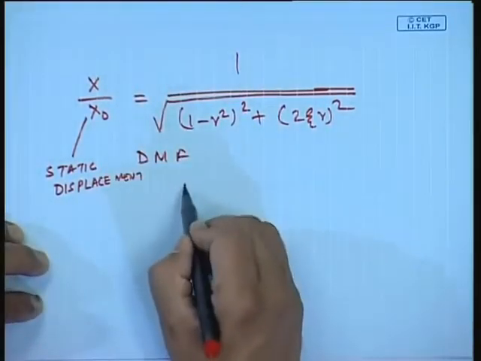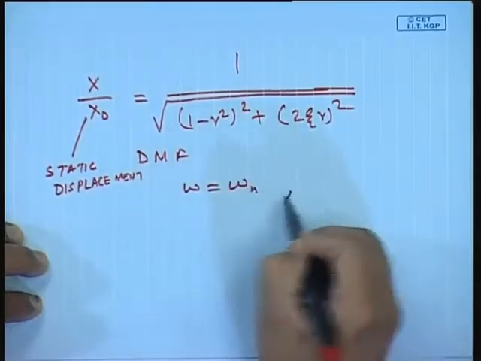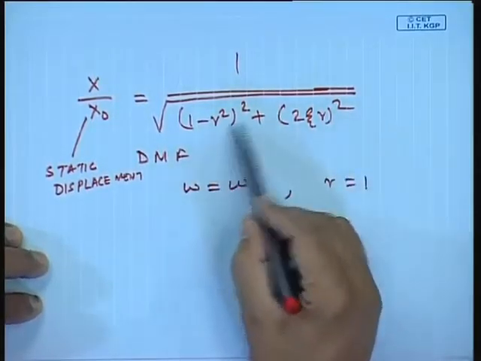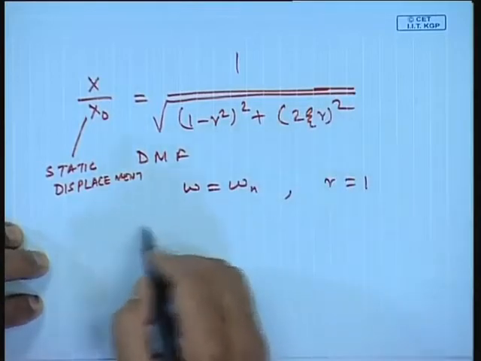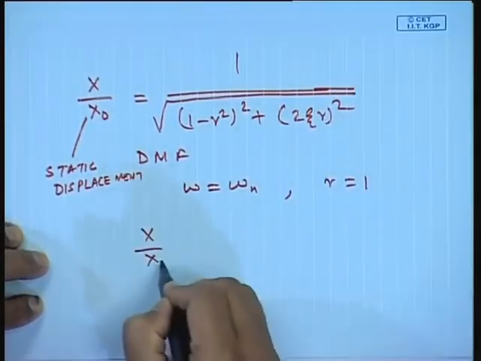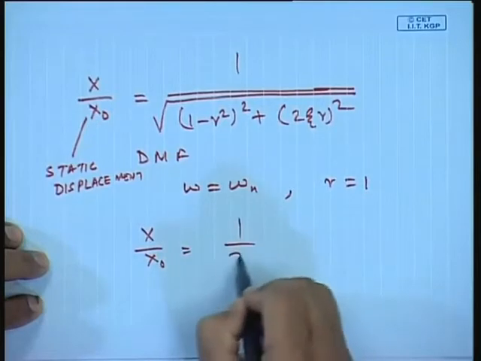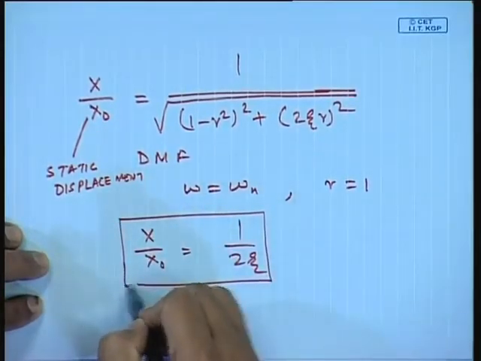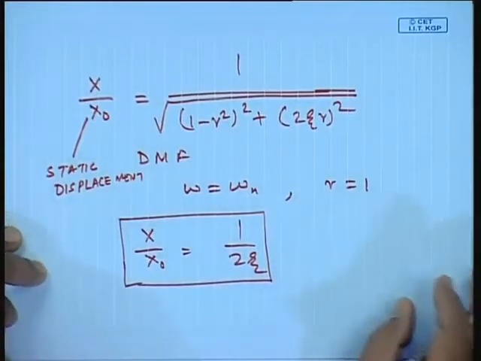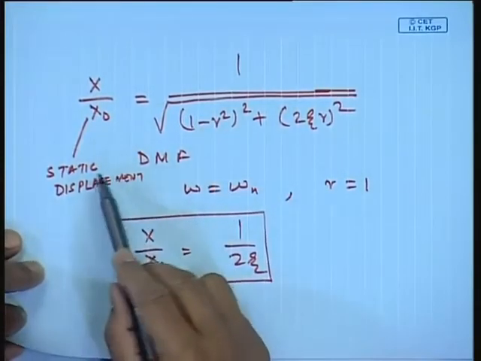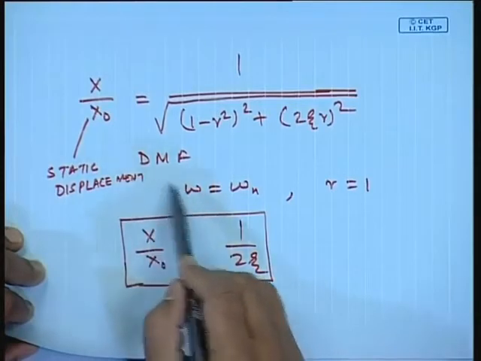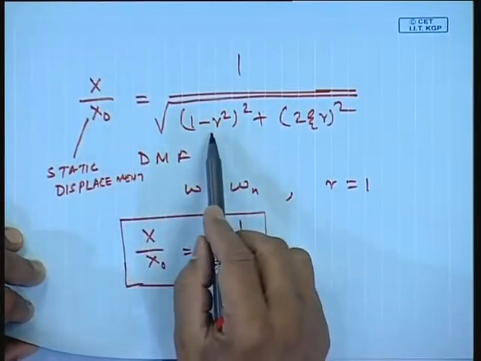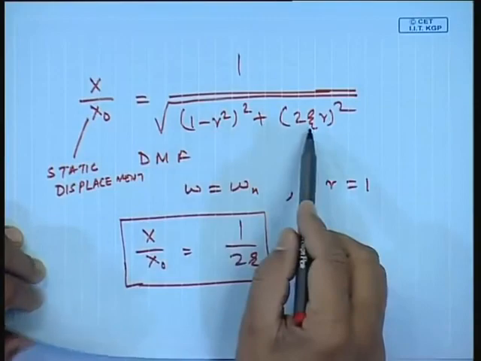So, if omega is equal to omega n, resonating conditions will have r equal to 1. So, this term is going to disappear and I will have x by x naught as 1 by twice zeta. So, you see this displacement actually depends on the forcing frequency and depends on the damping.